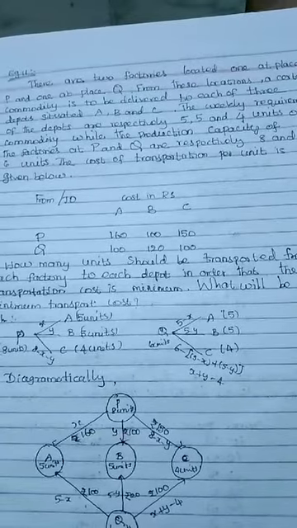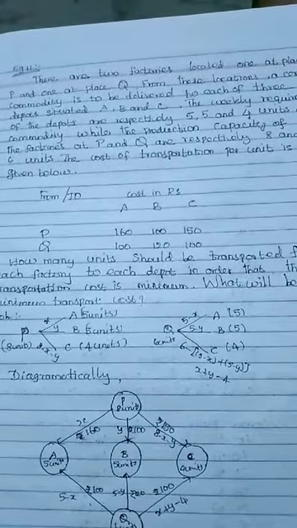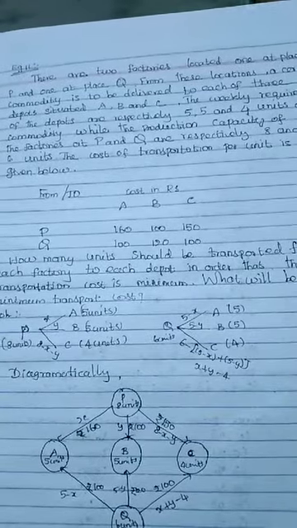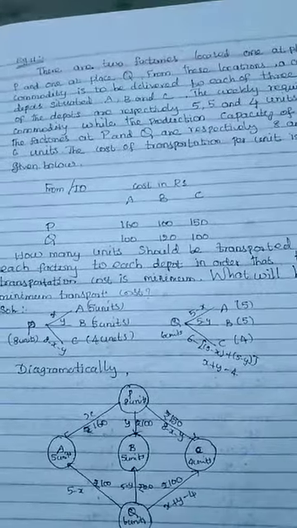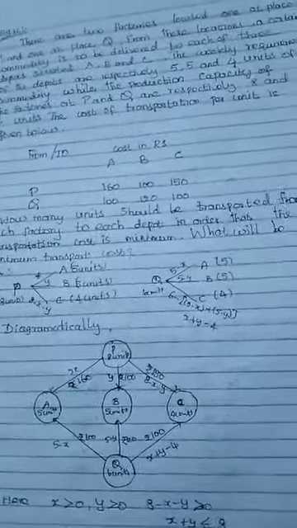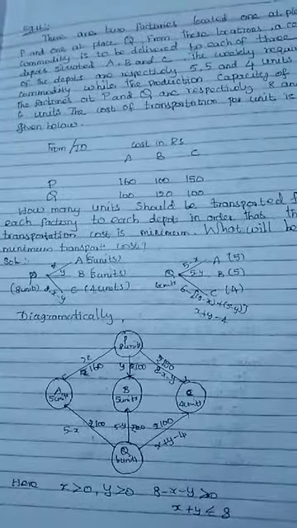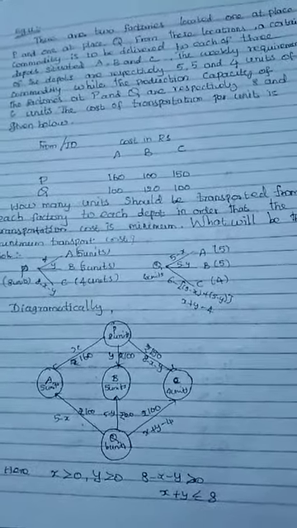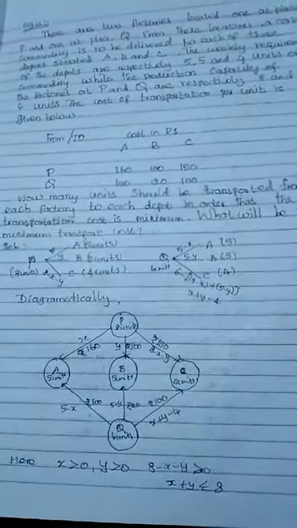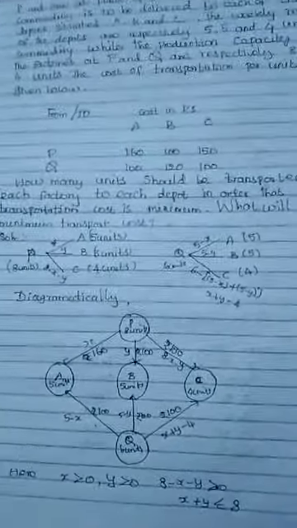The transportation cost per unit is given below. From, to, and cost in rupees. P, Q, and the costs for A, B and C are given as 160, 100, 150, 100, 120, 100. How many units should be transported from each factory to each depot in order that the transportation cost is minimum? Always the transportation cost is minimum. What will be the minimum transportation cost?